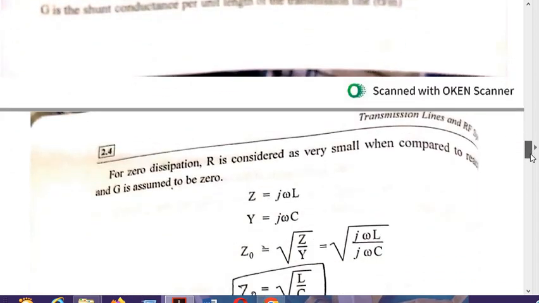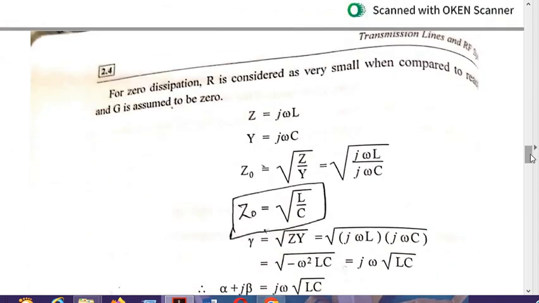As we have seen already, what are the assumptions we have made? According to the assumption, for zero dissipation, R is considered very low when compared to the reactance, and also G is assumed as 0. So when you substitute, Z is equal to R plus J omega L. Since R is very small, we can consider it as 0. Since R is smaller than omega L, we get J omega L.